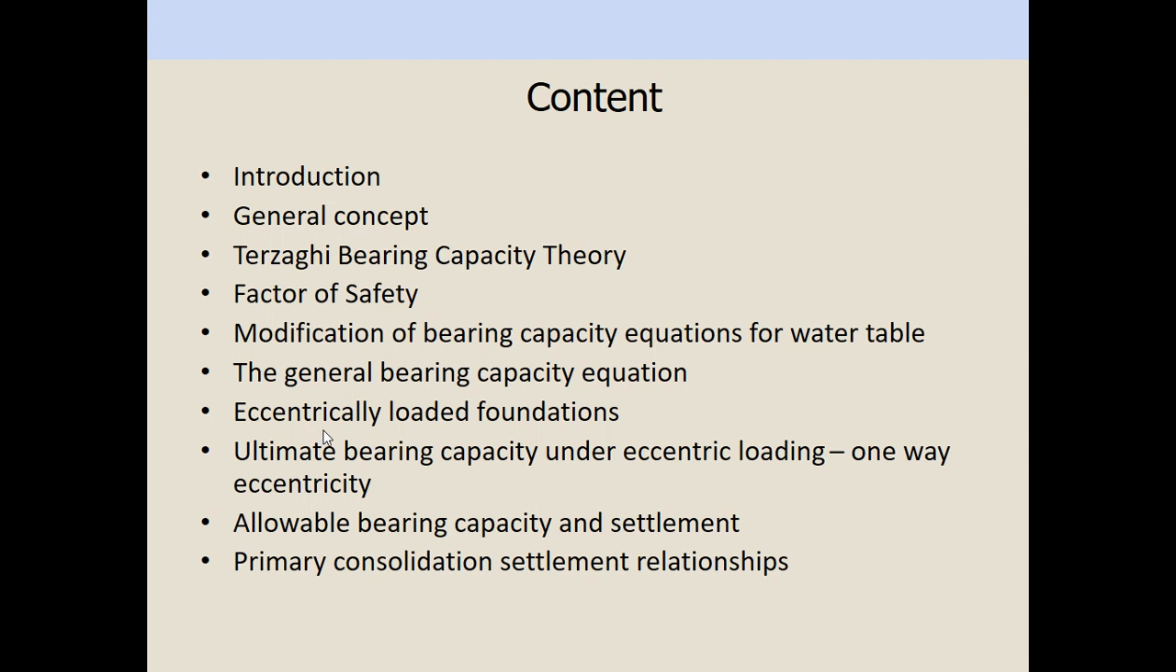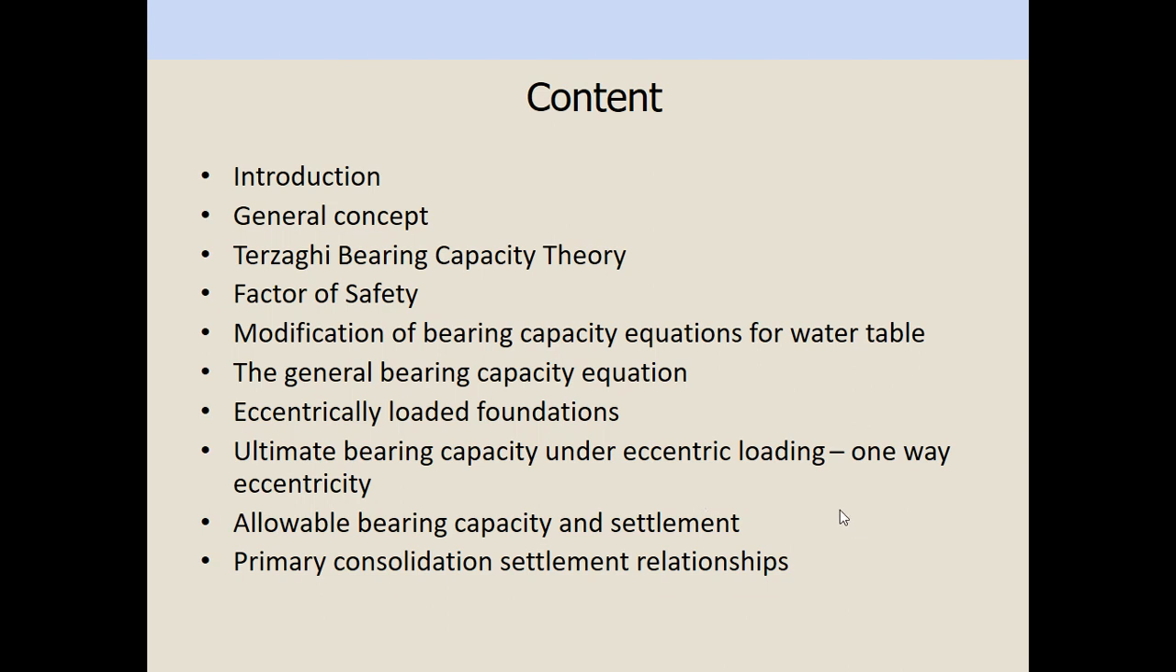And then eccentrically loaded foundation. This is the special case where the load is not vertical, so we will calculate and design for the non-vertical load. Then the ultimate bearing capacity under eccentric loading.